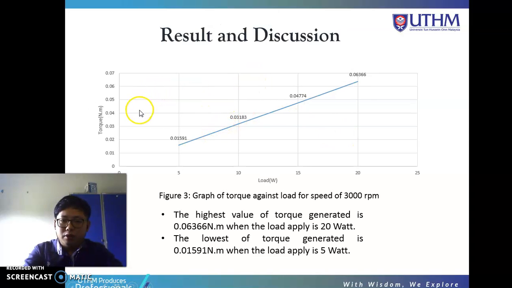Figure 3 is also showing the graph of torque against load for a speed of 3000 rpm. From this graph, the highest value of torque generated is 0.06366 Newton meter when the load applied is 20 watt, and the lowest torque generated is 0.1591 Newton meter when the load applied is 5 watt.